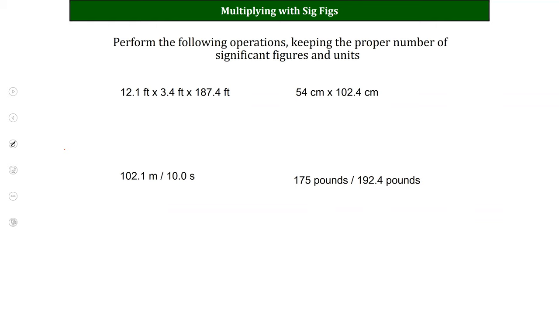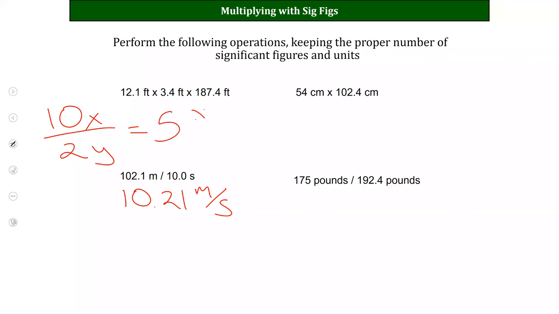How about here? I can do this math in my head. You can too, right? 102.1 divided by 10 even is going to be 10.21. What do we do with units? Meters over seconds. Just like if it was 10x divided by 2y, you can combine those coefficients. You can simplify the coefficients to make that 5, right? But you can't do anything with x over y, so you're left with x over y. So we're left with meters over seconds.